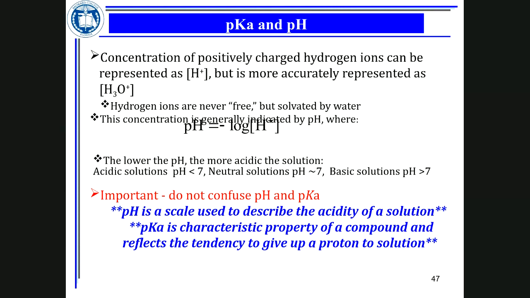So lower pKa equals more stable. Lower pKa, that means it is a stronger acid. That means the conjugate base is that.